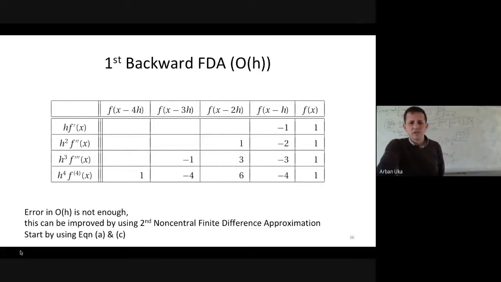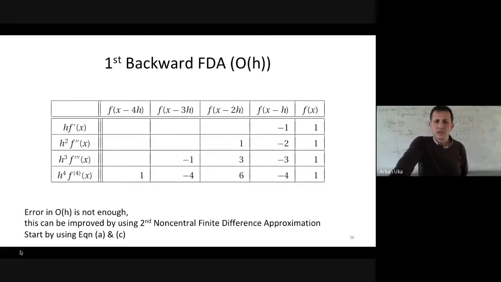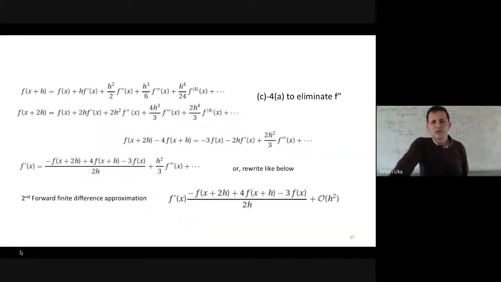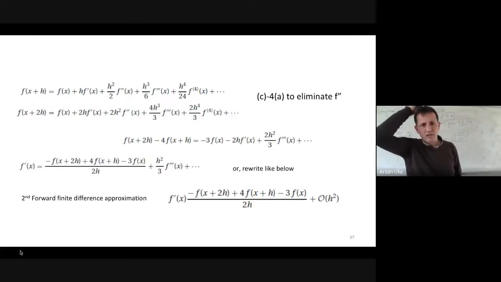Now, because the error here is O(h), and it's not enough, we can improve this by using the second non-central difference approximation. And again, we can always derive all of this expression by using the Taylor series expansions that we wrote in one slide, there were 4 of them, and after we combine them, it was 8.